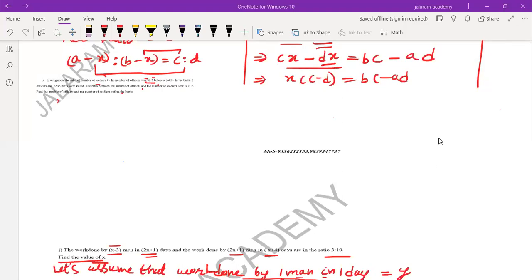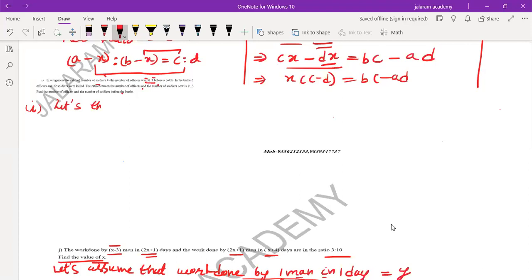Like question number I. It is given that in a regiment, before a battle, the ratio of number of soldiers to the number of officers is 31:3. In all these types of questions, we have to use a common ratio. Let's assume the common ratio in this be X.